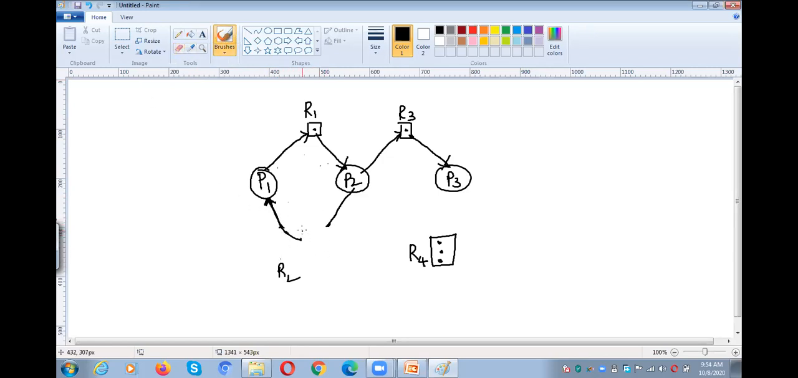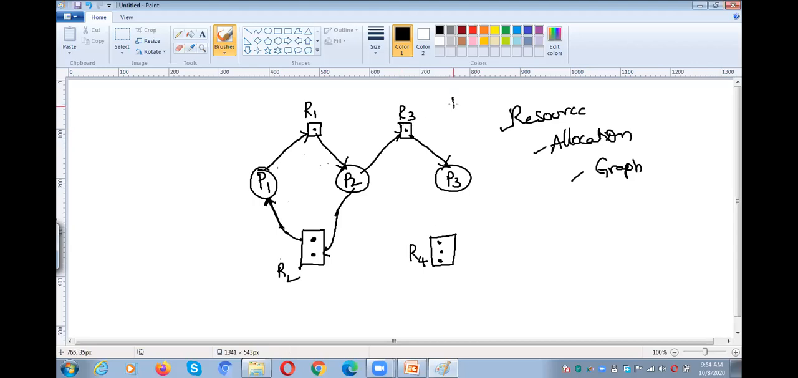As there are two instances available, R2 is requesting one instance and already there is one more instance which was allocated to P1. So there is no cycle in this particular graph. So this is called a resource allocation graph, which shows which resources are allocated to which process. So, resource allocation graph. Okay.